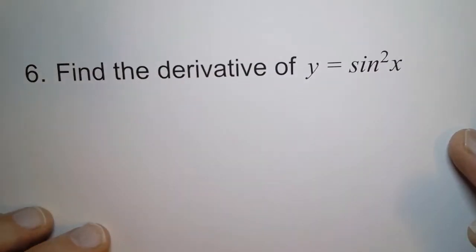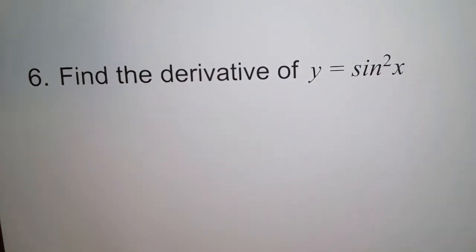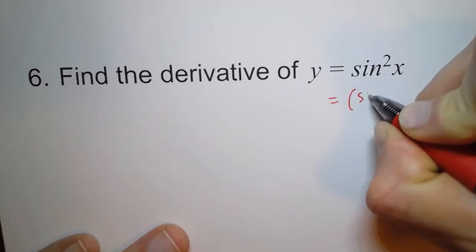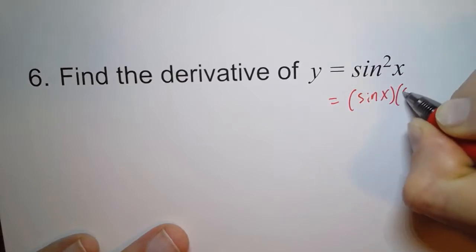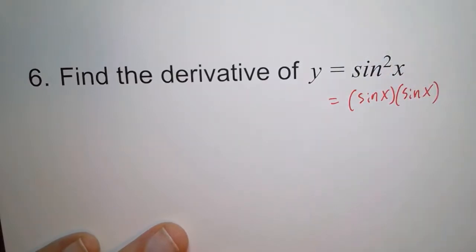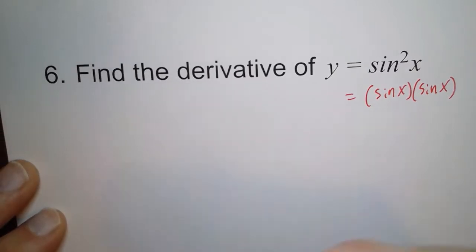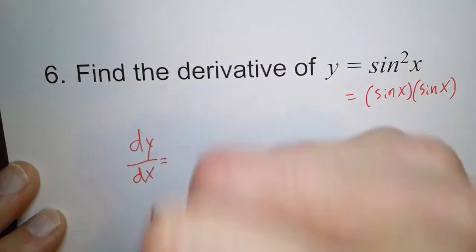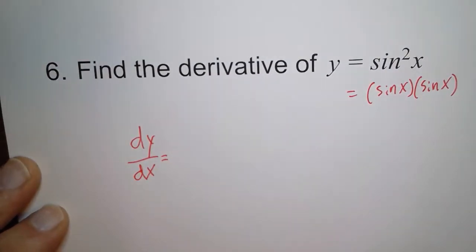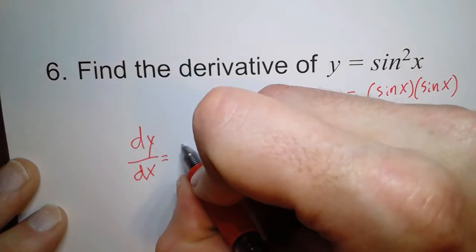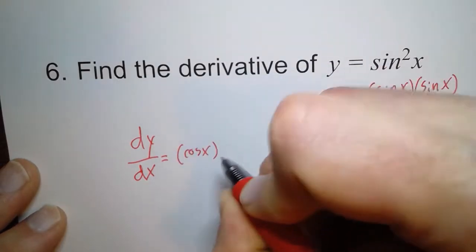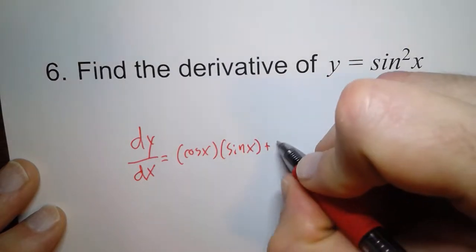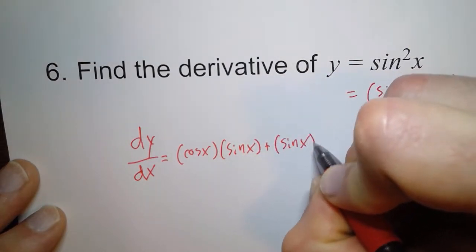Now the next one features sine. Again, sine is not a polynomial, but it is being squared, which means that we can write this as sine of x times sine of x. So we can use the product rule, dy dx, since we're using x and y notation. So dy dx is our derivative. The derivative of sine is cosine times sine of x plus, then we leave the first factor alone, sine of x times cosine of x.